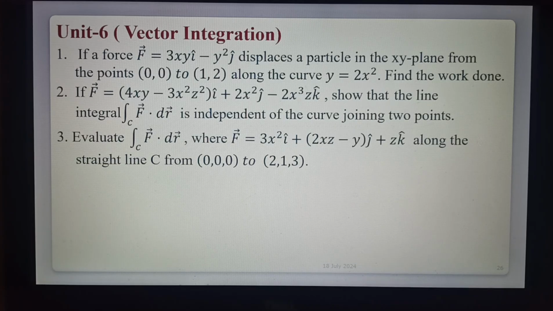Next one, evaluate the integration of f bar dot dr bar. Given vector field f bar, you have to find the line integral along the straight line C from the point 0, 0, 0 to 2, 1, 3. So this is from the line integral important questions. So next one.